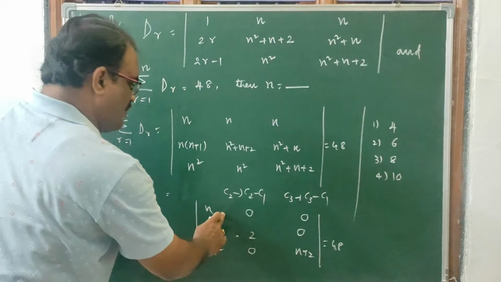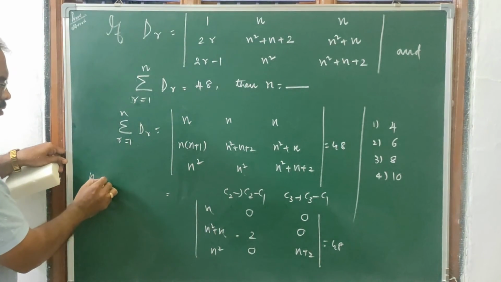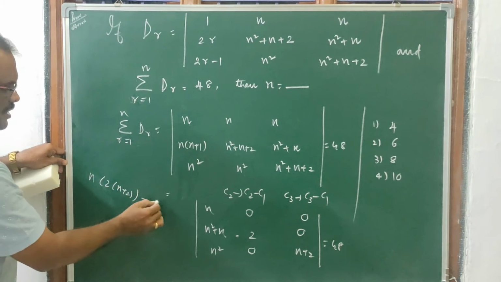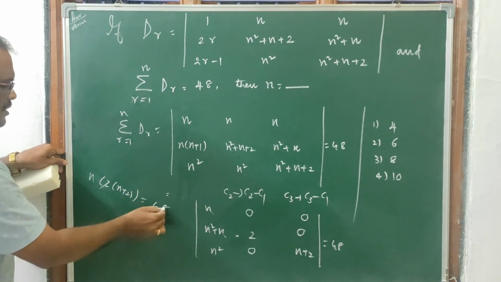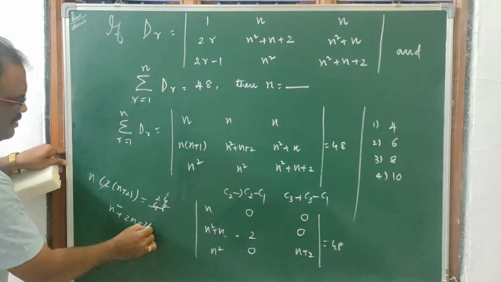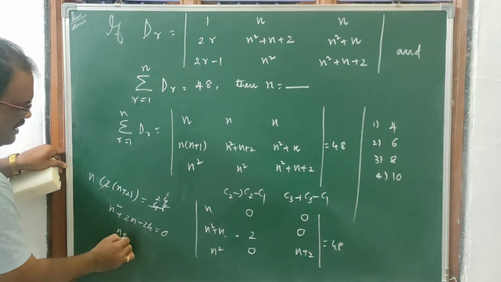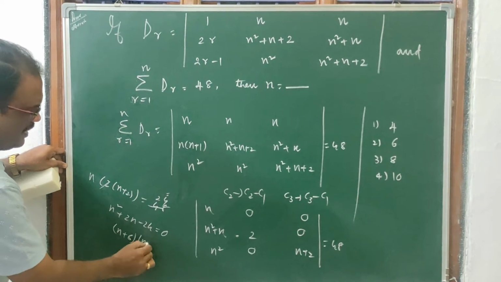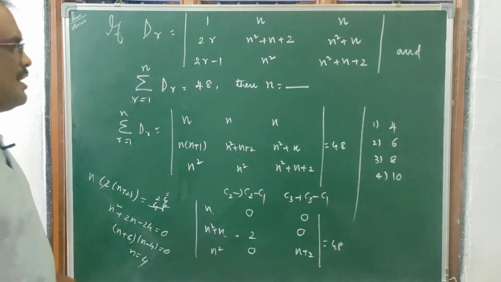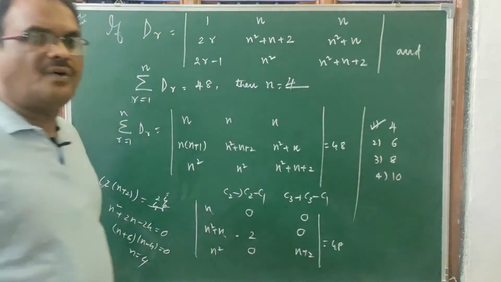If you take the determinant in this manner, n into 2 into n plus 2 is equal to 48, so n into n plus 2 is 24. n square plus 2n minus 24 is equal to 0. The factors are 4 and 6, so n plus 6 into n minus 4 is equal to 0. n is equal to 4 is the first choice. So the value of n is 4.